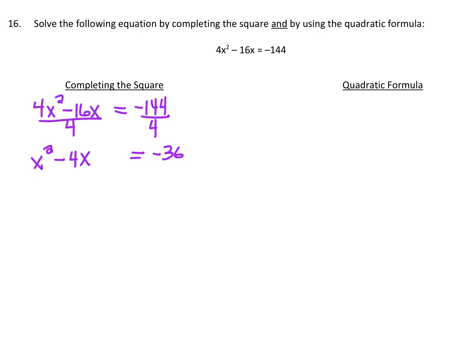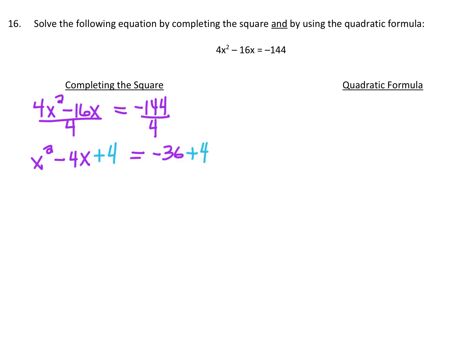What's nice about this is we already have our number on the other side of the equation. So now we can just basically jump right into completing the square. We want to create a perfect square trinomial. And in order to do that, we take half of this middle term and square it. So I'm just going to do this out loud. Half of negative 4 is negative 2, and negative 2 squared, negative 2 times negative 2, is positive 4. So I'm going to add 4 to both sides of the equation.